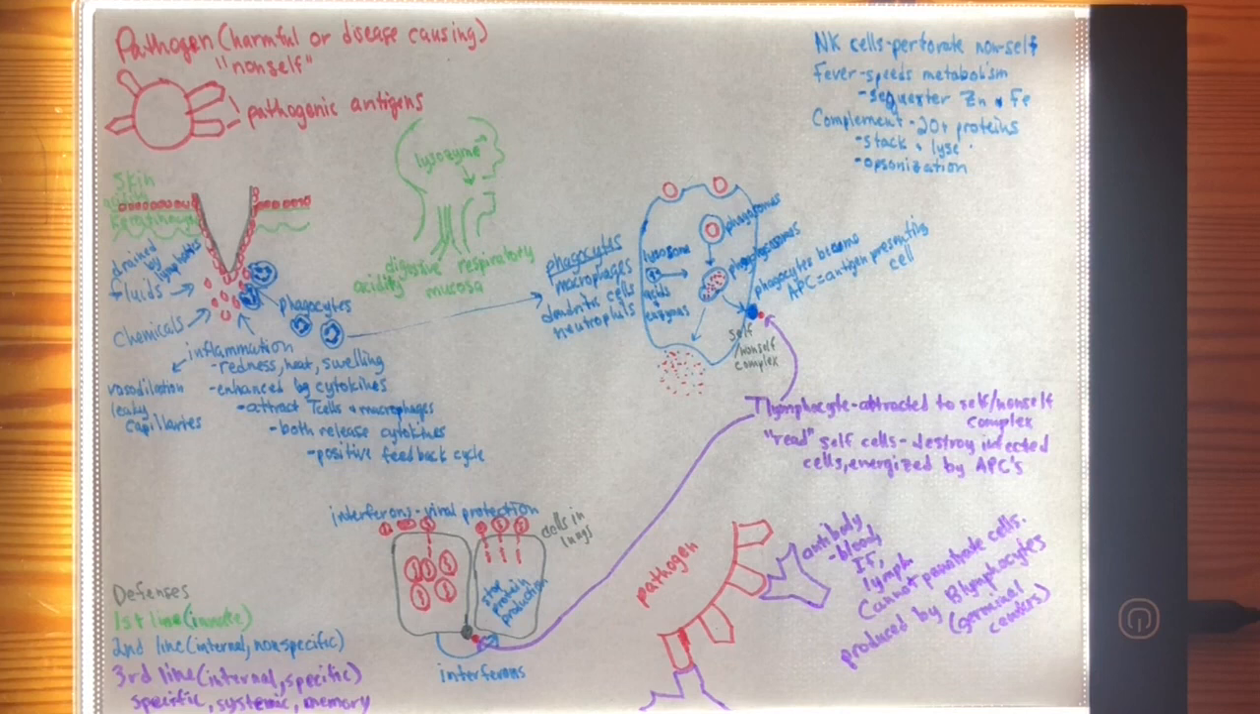To recap the general idea of the third line of defense, T lymphocytes generate cell-mediated immunity, and B lymphocytes generate humoral immunity.